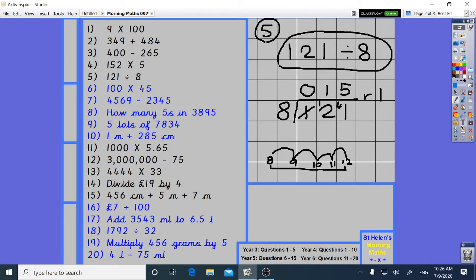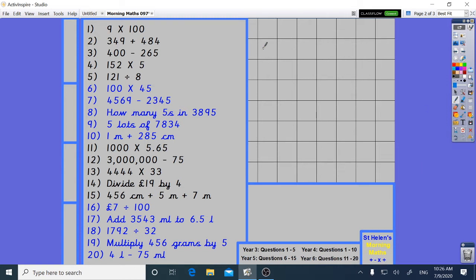larger questions. Let's go on to question 6, year 4. 100 lots of 45. 100 times 45. In fact, I might switch it round, as you can in multiplication. 100 times 45 is the same as 45 times 100. But really, in fact, let's write that big.